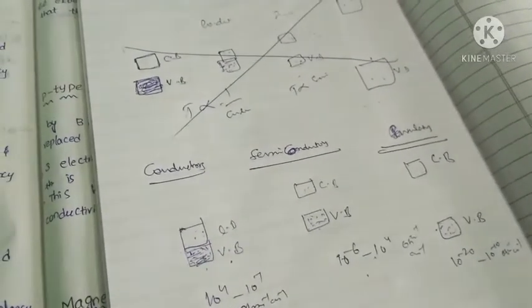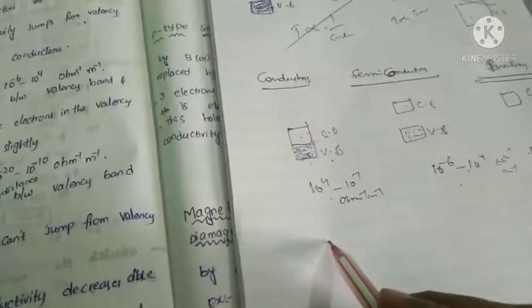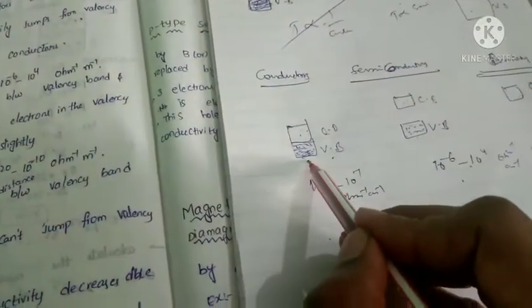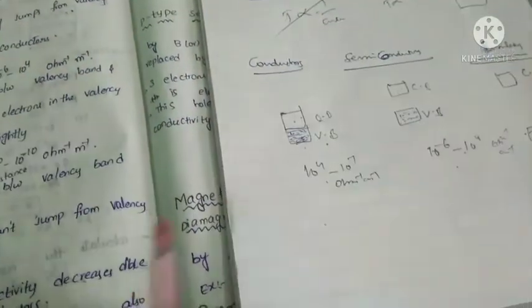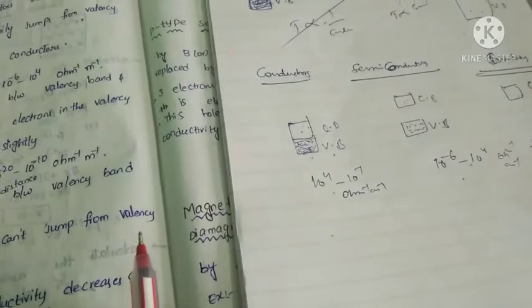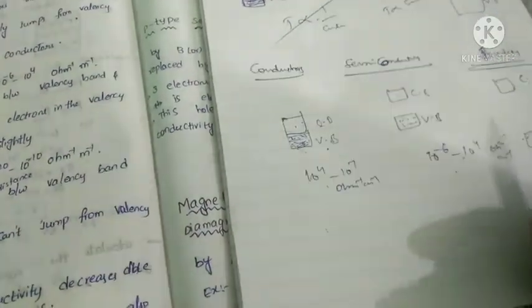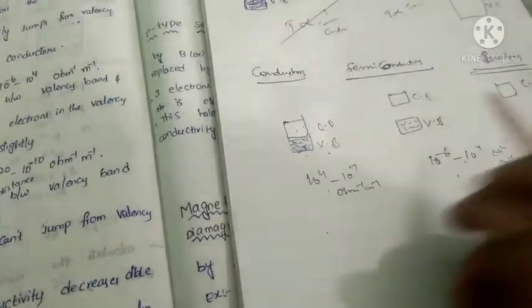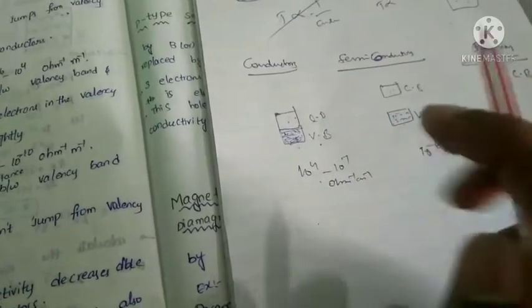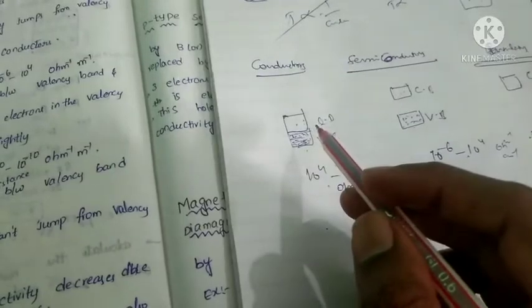Next point. When you increase temperature, in the case of conductors, conductivity decreases because all conductors are metals. When you increase temperature, what happens? The resistance of the metal increases. What is resistance? Opposing force. The resistance of the metal increases. Whenever resistance increases, conductivity decreases. So in the case of conductors, when you increase temperature, conductivity decreases.